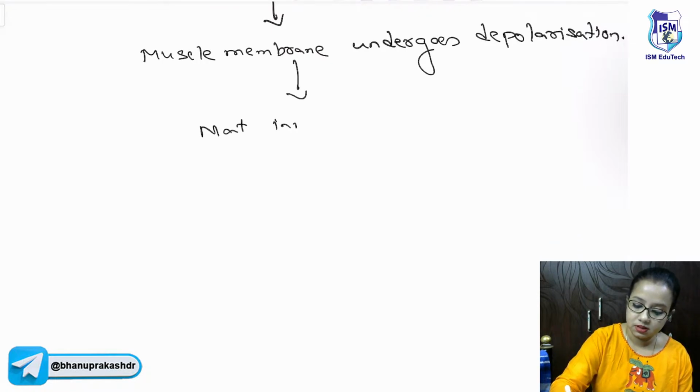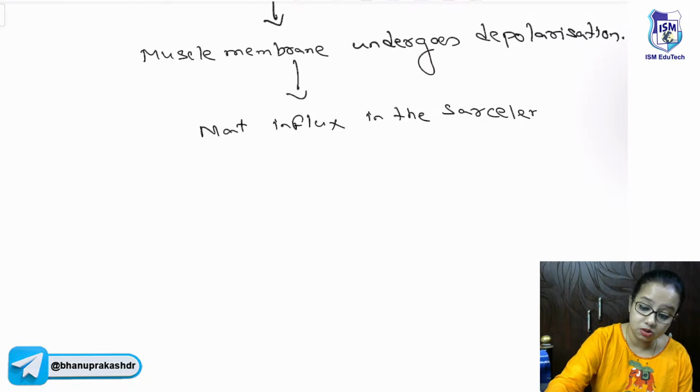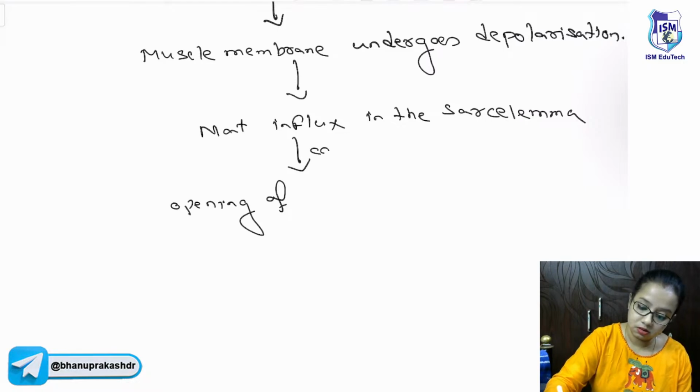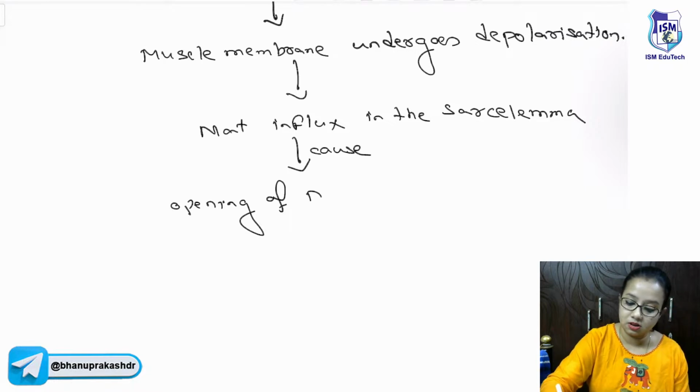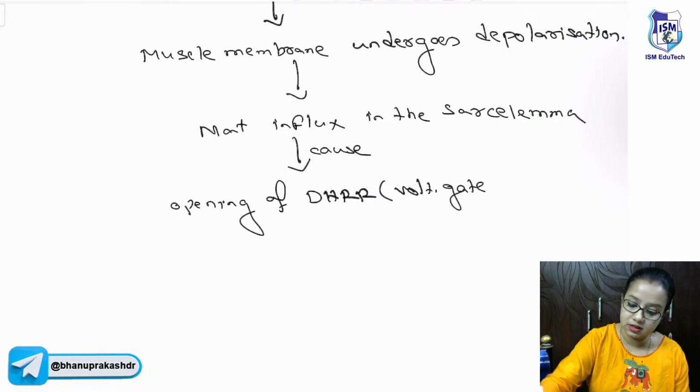Sodium influx in the sarcolemma. What does it cause? Opening. It causes opening of the dihydropyridine receptor, which is a voltage gated calcium channel.